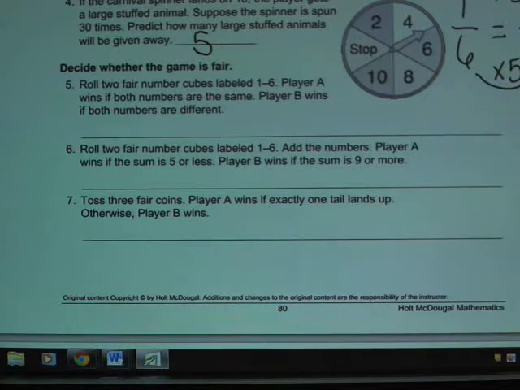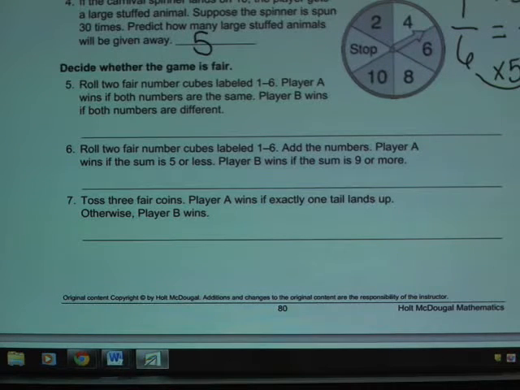All right, let's go ahead and take a look at 5, 6, and 7 now. 5, 6, and 7 are asking you to determine whether the game is fair. Hopefully you remember from the notes today, when you're trying to figure out if something is fair, what you're having to do is to try and figure out if the probabilities work out to be the same. If the probabilities work out to be the same in both scenarios, something is fair. If they work out to be different, something is not fair. So let's look at number 5.